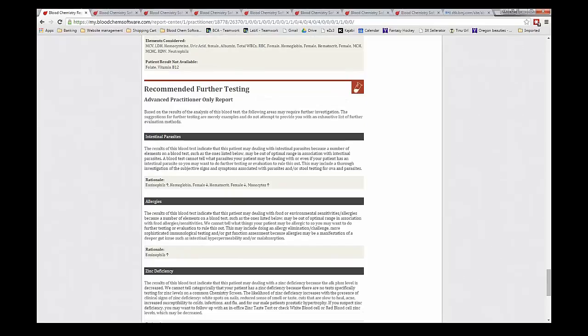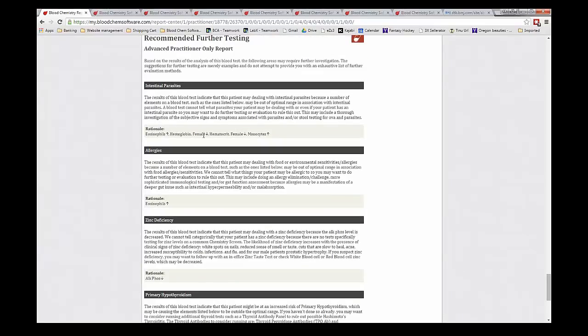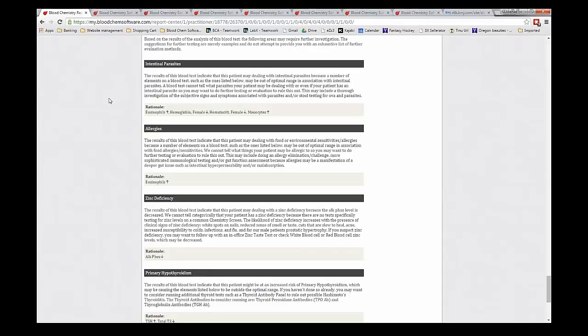Recommended further testing report here. Given that the eosinophils were elevated and that there was this low hemoglobin, hematocrit, and the monocytes were elevated, these are all pointing towards intestinal parasites. I'm not sure whether that's really something that we should necessarily pay attention to with this patient, but it's always worth asking the questions. Have you been traveling? Have you been camping? Have you been drinking water out of rivers or gone swimming in lakes and that type of thing? It is amazing to me how prevalent these are, even in rural urban areas.